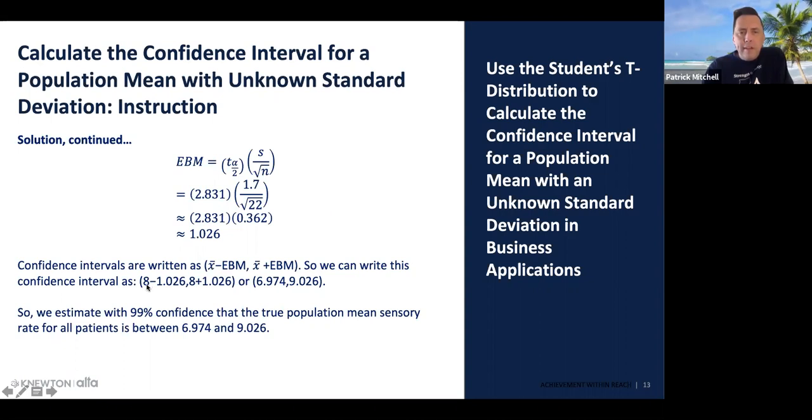So remember, the confidence interval is written x-bar plus or minus the error bound. First do the minus, 8 minus 1.026, and then 8 plus 1.026. So the 99% confidence interval for this population mean would be from 6.974 up to 9.026. So the interpretation is that we estimate with 99% confidence that the true population mean sensory rate for all patients is between 6.974 and 9.026.